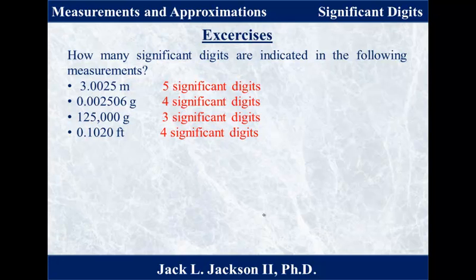The next one, the 1, 2, and 5 are significant. These other zeros are assumed to be insignificant unless they're marked. Otherwise, they're not marked, so we're going to assume only 3 significant digits here. The last one, the first 0 is there just to draw attention to the decimal point. It's not really needed. In fact, you could even write it without that one. Then you've got 1.020. All of those are significant by our rules. So 4 significant digits.